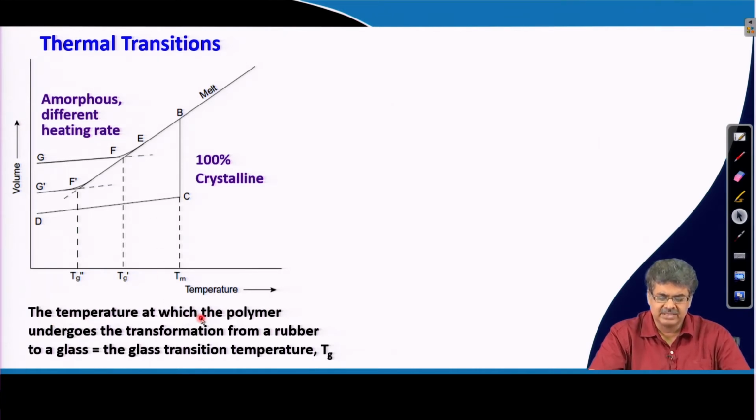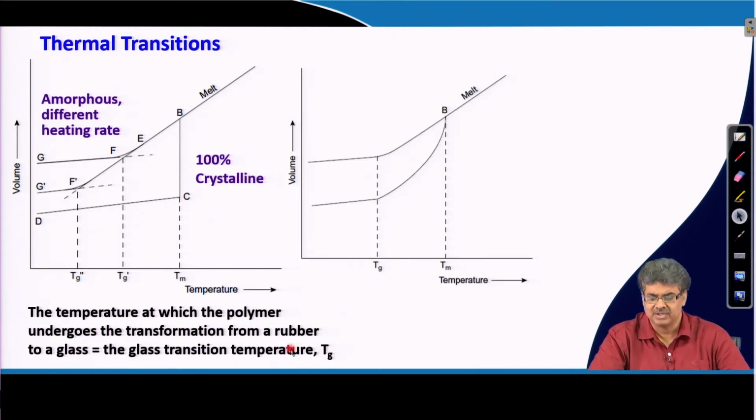The temperature at which the polymer undergoes this transformation from a rubber to glass is called the glass transition temperature or Tg. We will discuss more about this Tg and see what is actually happening in terms of molecules.